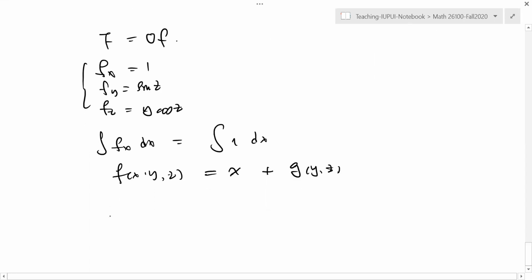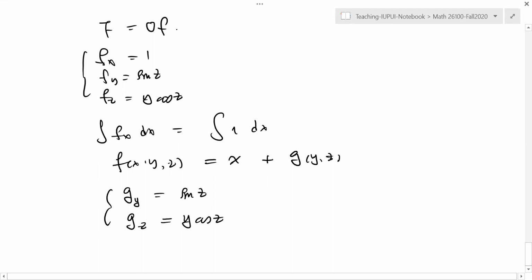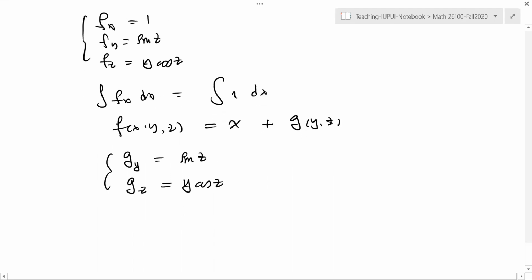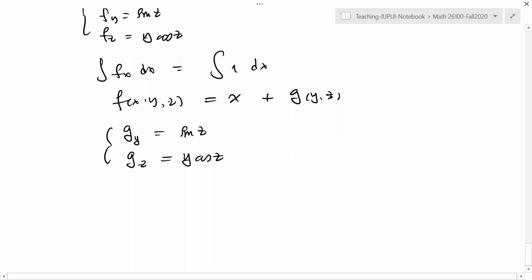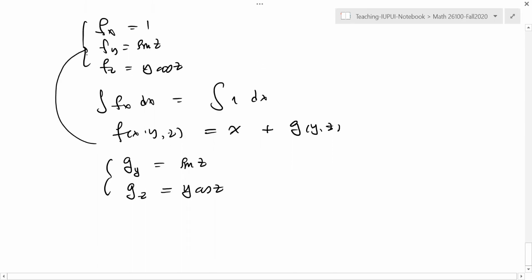Then you plug it into the second function. When I differentiate with respect to y, I get f_y equals sine z plus g_y, because the derivative of x with respect to y, z is 0, right? It's going to be y cosine z. So we have to continue. It's not like a constant. We have to plug into the second equation, the third equation.